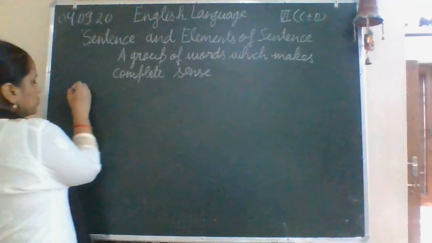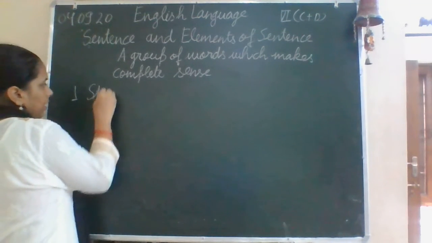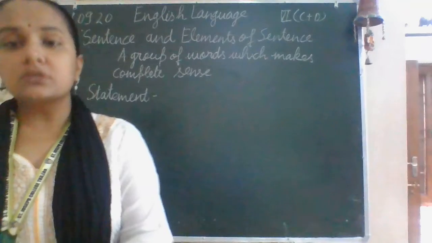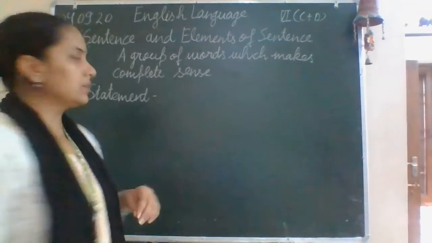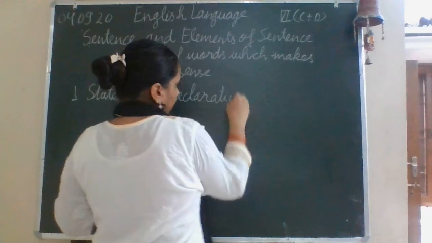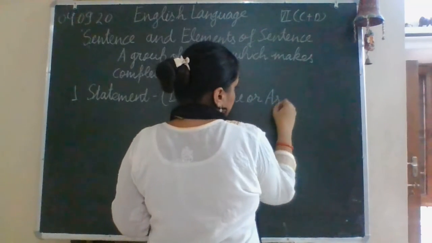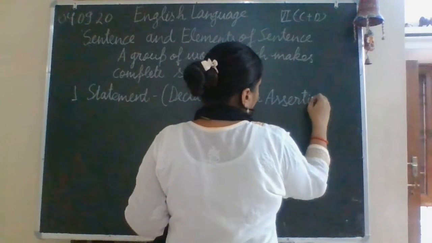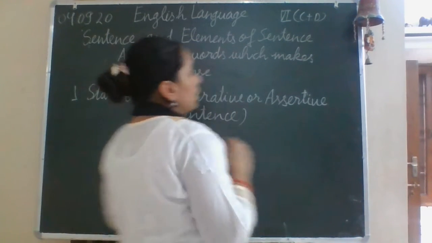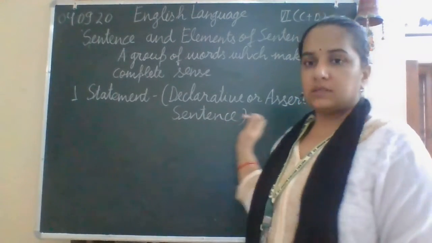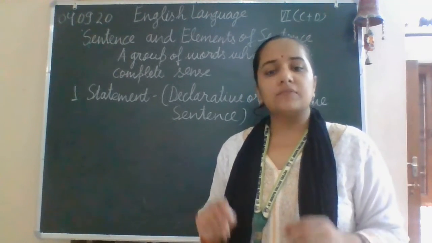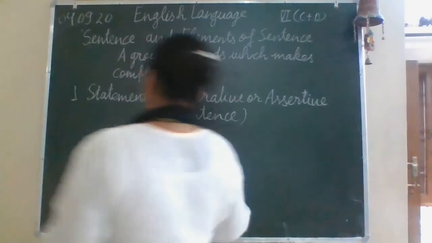What are these? The first one is the statement, or it is also known as the declarative or assertive sentence. Now, what is a declarative or an assertive sentence? A simple sentence is a declarative or the assertive sentence, as I gave you the previous example.